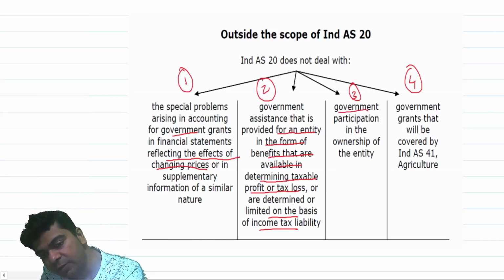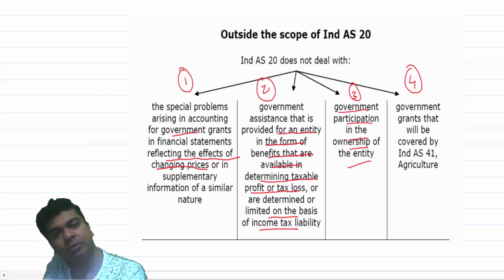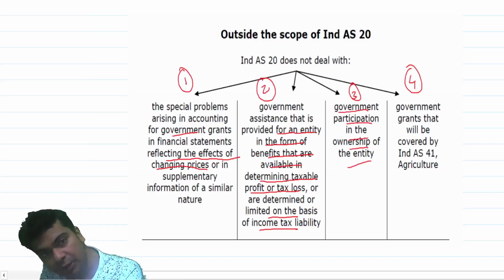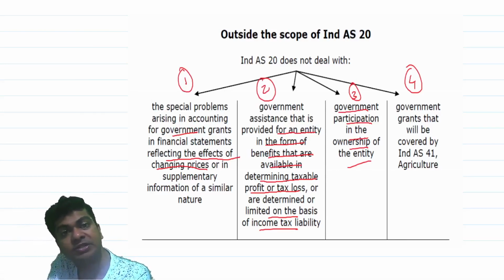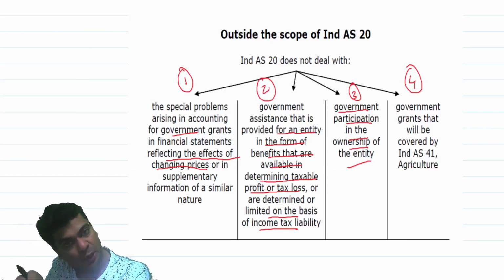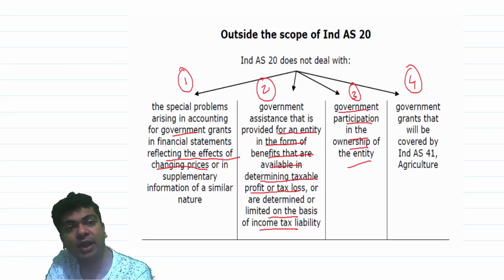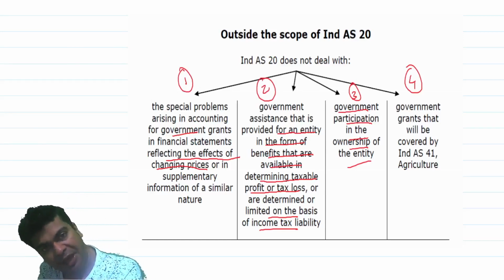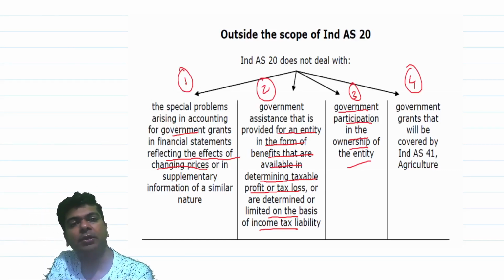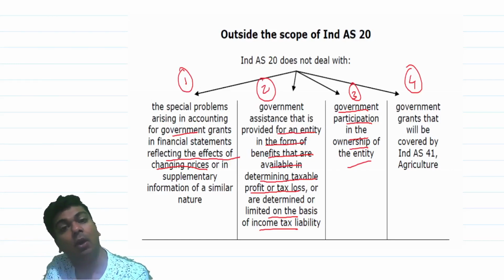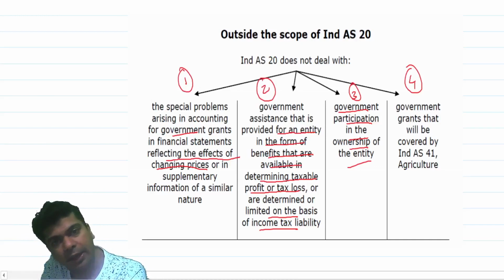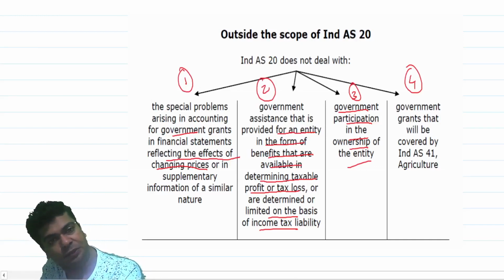Third one is government participation in the ownership of the entity. This is not covered by Ind AS 20. For example, the government is investing 20% in your company. 20% of your shares are acquired by government. The idea is to infuse capital in your company. Here, as you can see, government is participating in the ownership of the entity. It will not be covered by Ind AS 20.